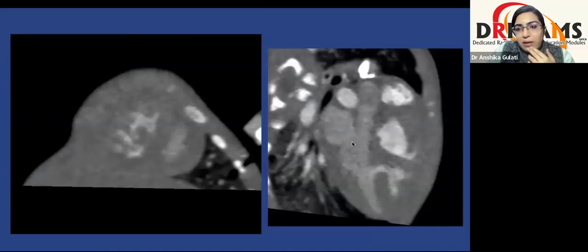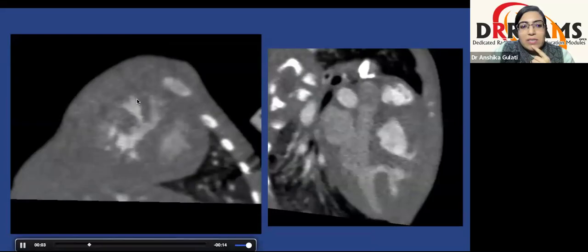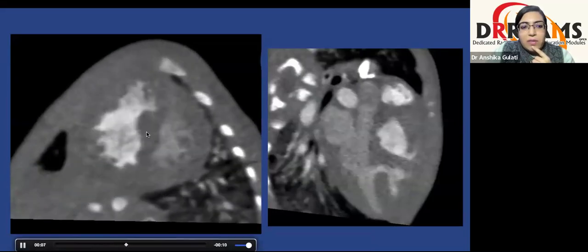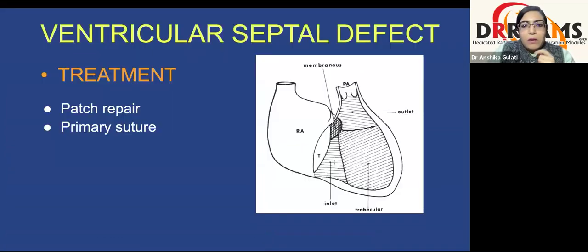This is the left atrium, this is the left ventricle, this is the root of the aorta, this is the right ventricle with the moderator band, and this is the mid-muscular VSD. We can see that on the short axis view as well. This is the right ventricle, the left ventricle, and this is the defect within the interventricular septum. For the treatment of VSD, there are 2 options depending on the size of the defect. Either they can put a patch there, or they can just do a primary suture if the defect is small.